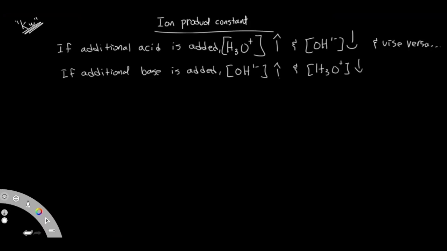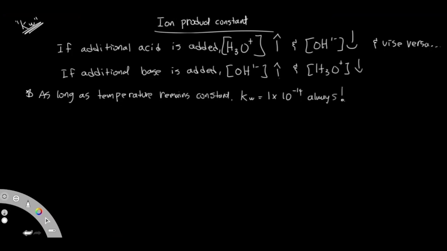Now, as long as temperature remains constant, because remember, the only thing that affects the equilibrium was our temperature, our Kw would always equal that value of 1 times 10 to the negative 14. So I'm just going to put here on the side: as long as temperature remains constant, Kw is equal to 1 times 10 to the negative 14. Always. This is based on Le Chatelier's principle.